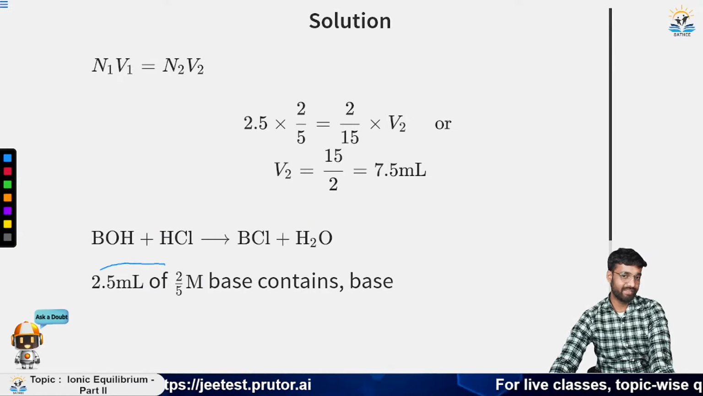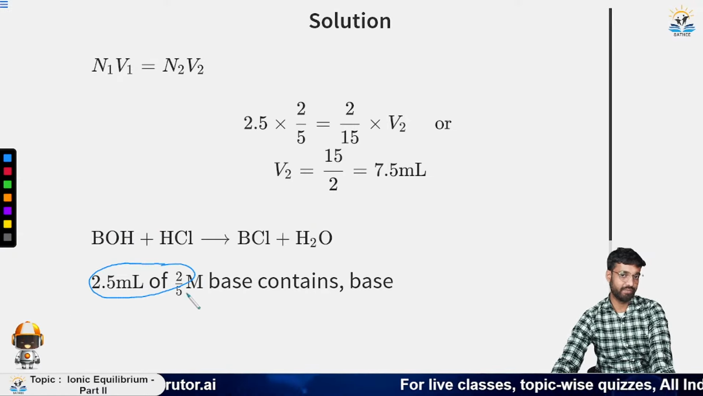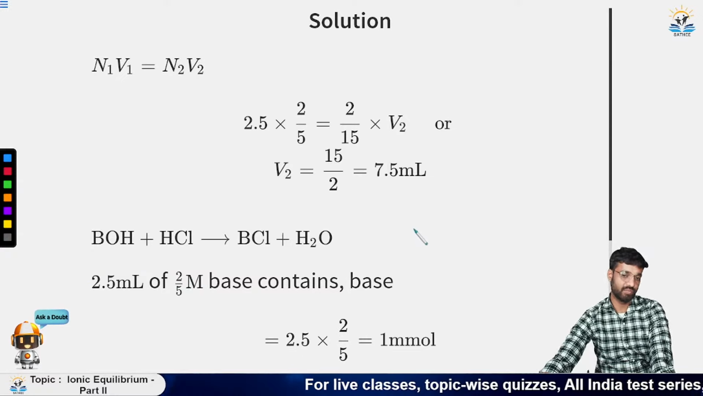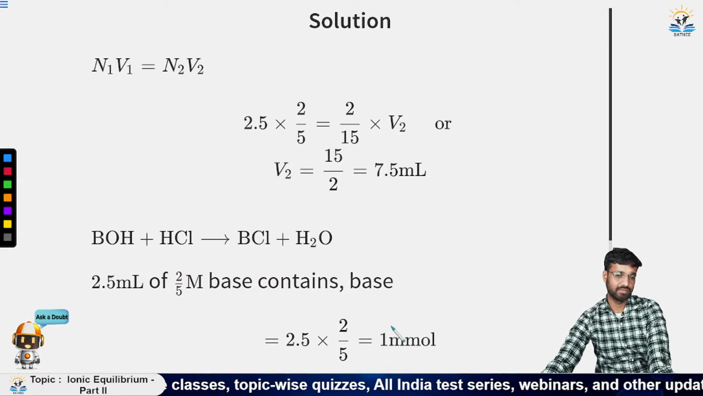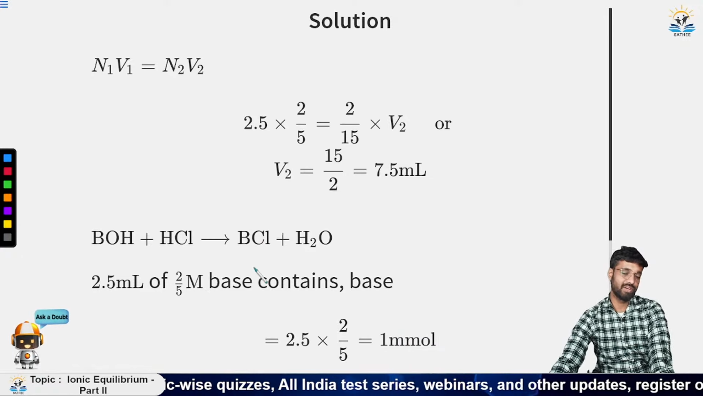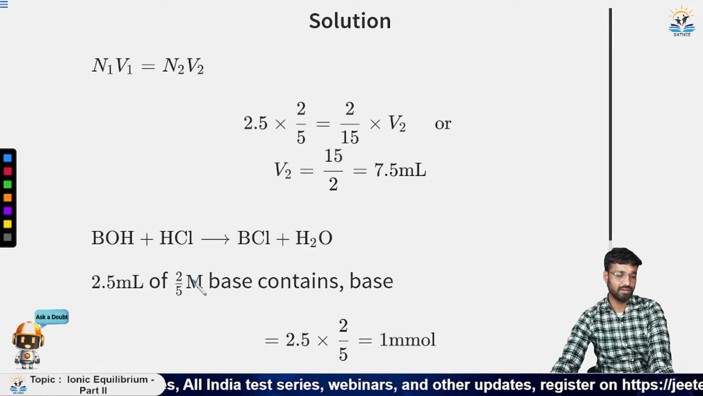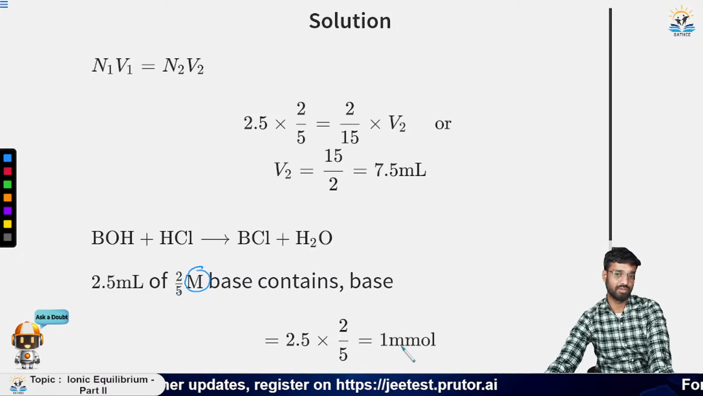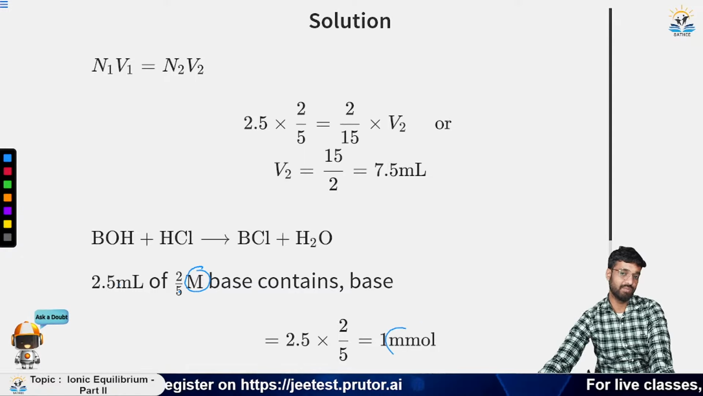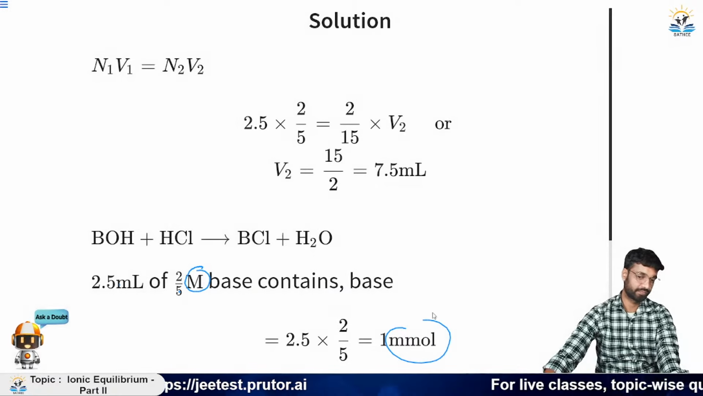Now 2.5 ml of 2 by 5 M base contains 1 millimole. So how many moles of this will we have, or in 2.5 ml, how many moles will be present? Because we know that molarity is nothing but number of moles by volume. So if we multiply it by volume, we will get the number of moles. Since it is milliliter, we will get it in millimoles. Okay.